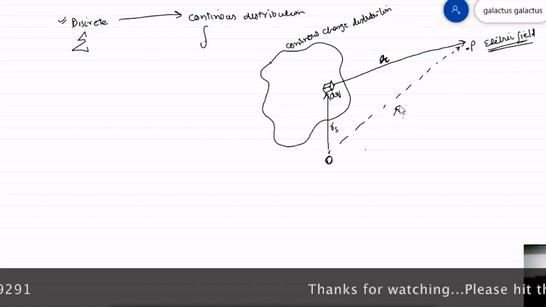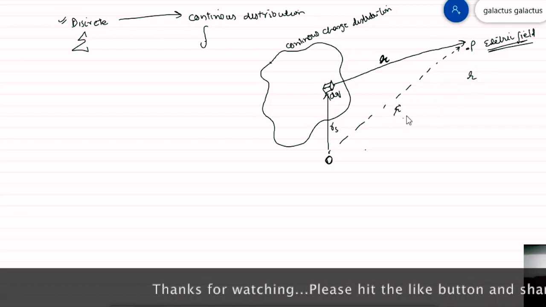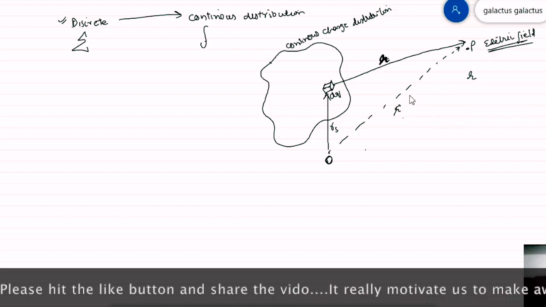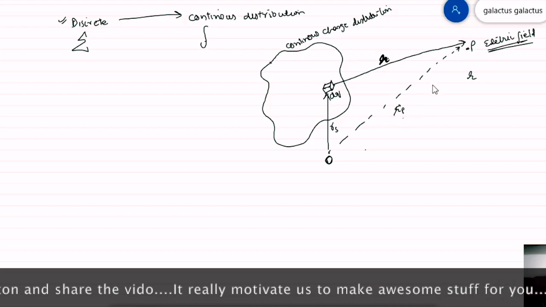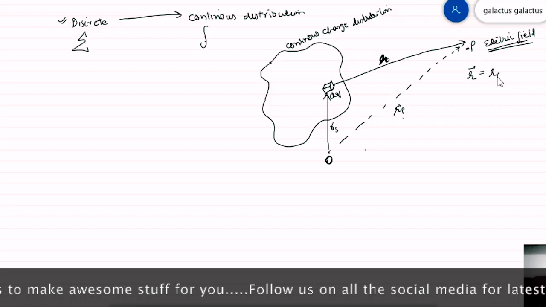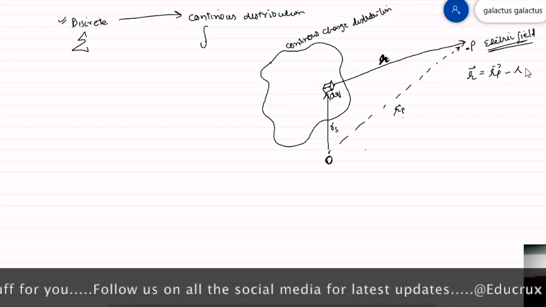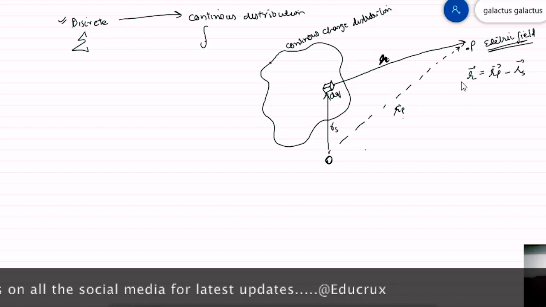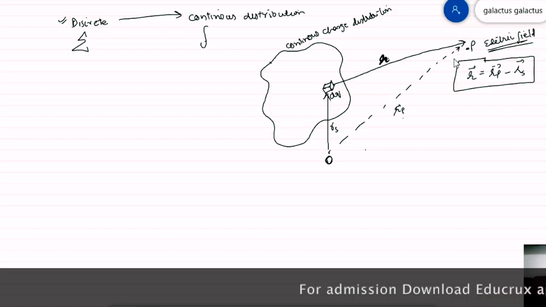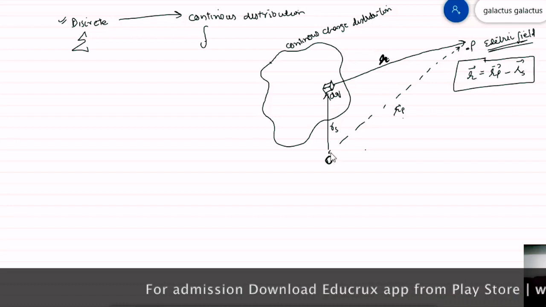So this is the vector r. At this point r_p I have to calculate the field, then my r vector is equal to r_p vector minus r_s vector. So you see that's how the position of the source charge and the point at which we have to calculate the field are related if my origin is this.